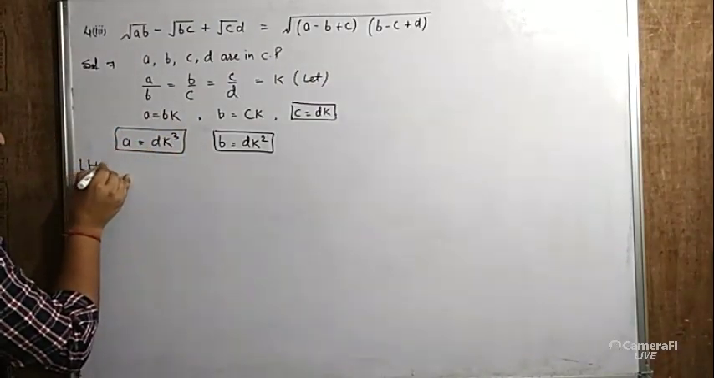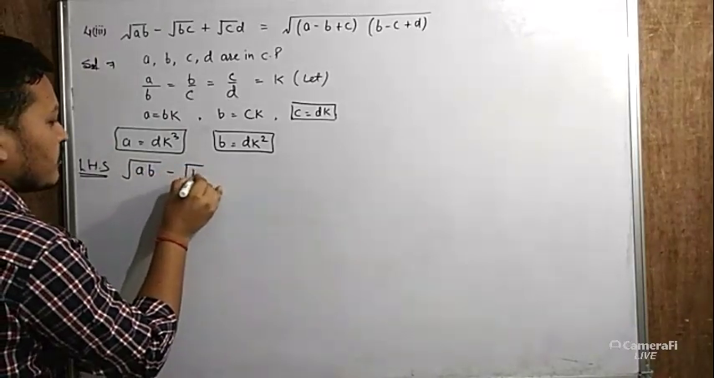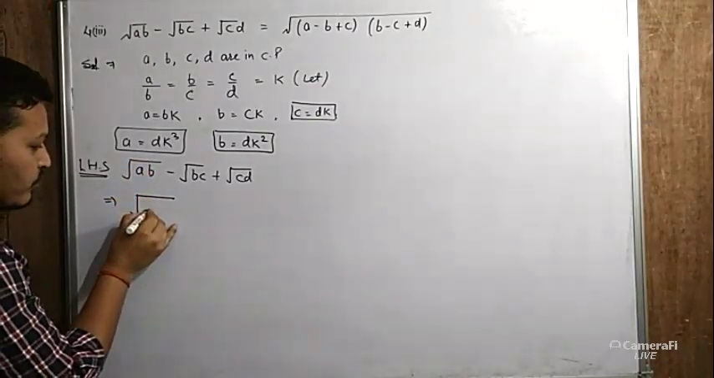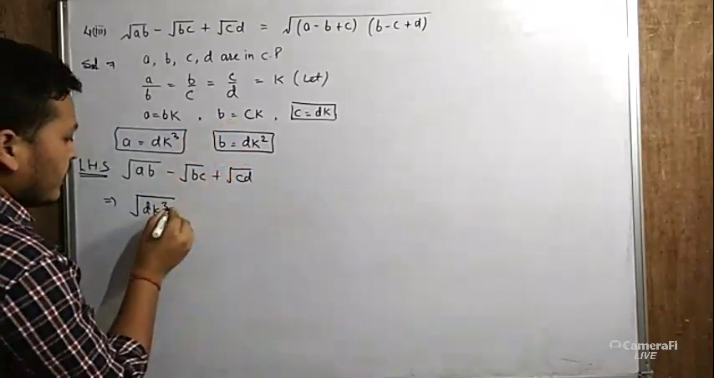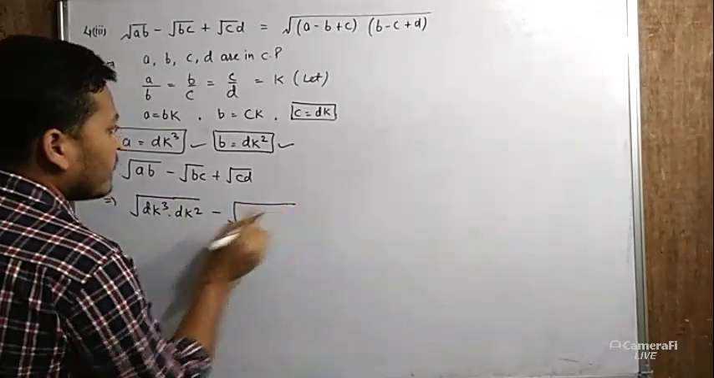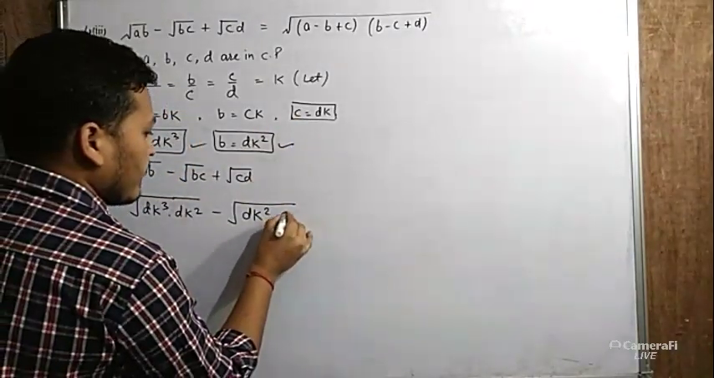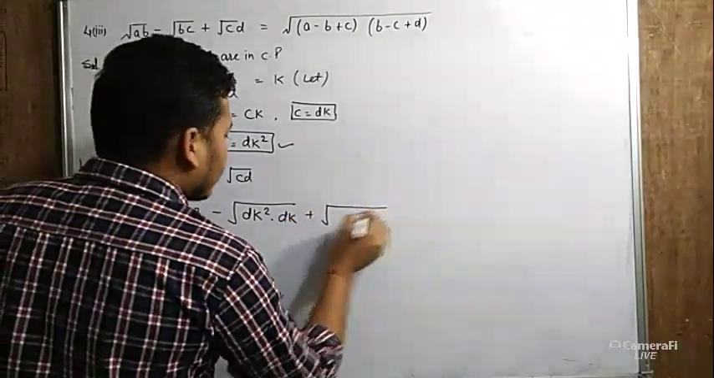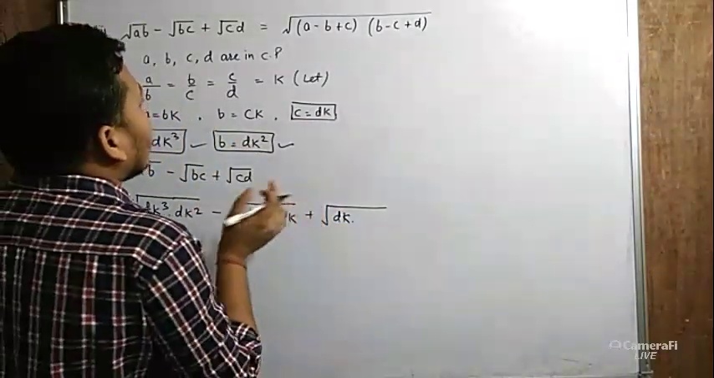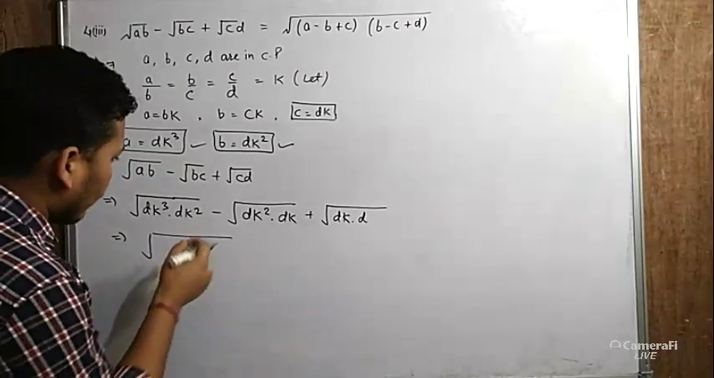So now taking the left hand side of the given question, the left hand side is root AB minus root BC plus root CD. So substitute the values one by one here. So root AB. What is the A? A is Dk cube, and B is Dk square. Next, minus root BC. B is equal to Dk square, and what is the C? C is equal to Dk. And plus root CD. C is equal to Dk, and what is the D? We have not got a value of D, so we will keep D the same. Now substitute all when we solve the left hand side.